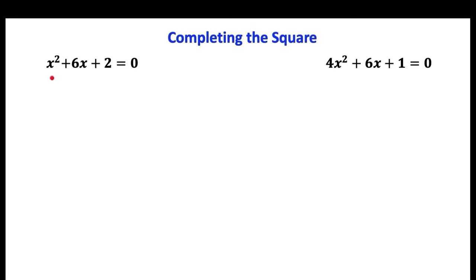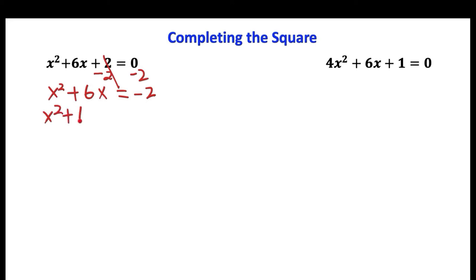The first one, which is x squared plus 6x plus 2 equal to 0, we are using completing the square to solve. We only need the first two terms on the left side, which are x squared plus 6x. So now we need to move the constant 2 to the other side by minus 2 on both sides. Then the left side will be x squared plus 6x equal to negative 2.